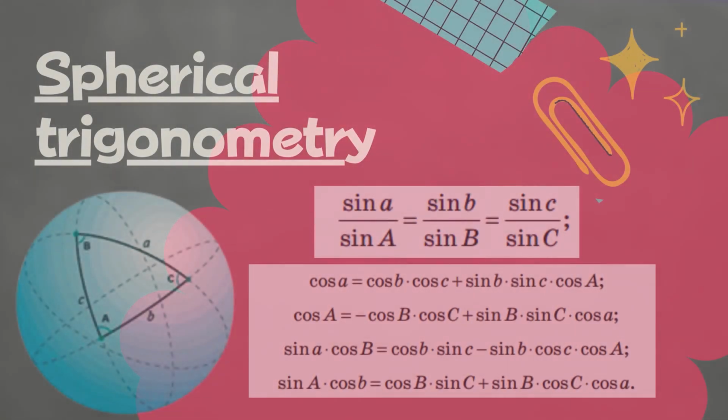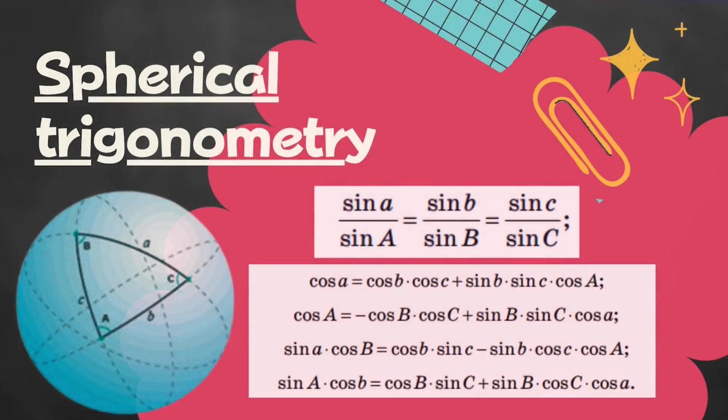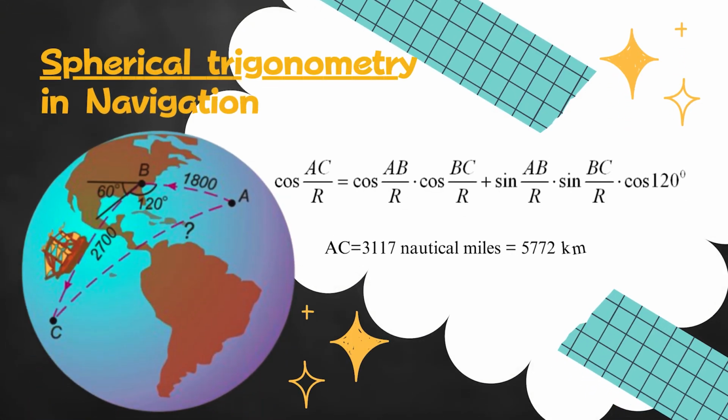The mathematical discipline that studies the relationship between angles and sides of spherical triangles is called spherical trigonometry. The angles A, B, C, and their opposing sides a, b, and c of the spherical triangle ABC are related by the following basic formulas. These formulas allow us to determine from any three elements of a spherical triangle the other three elements. Solve the triangle. Spherical geometry is used in navigation, so after substitution we can easily find that AC is 3117 nautical miles, which is 5772 kilometers.